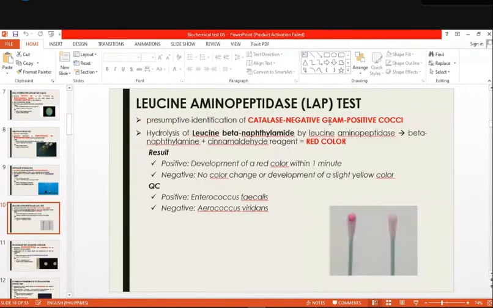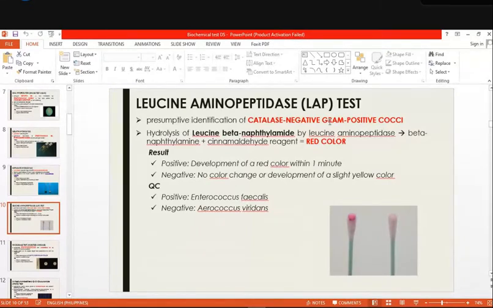Proceeding into our leucine aminopeptidase test or the LAP test, which is of course now a rapid test for the detection of the enzyme leucine aminopeptidase or our LAP. This is a presumptive identification of the catalase negative gram positive cocci.